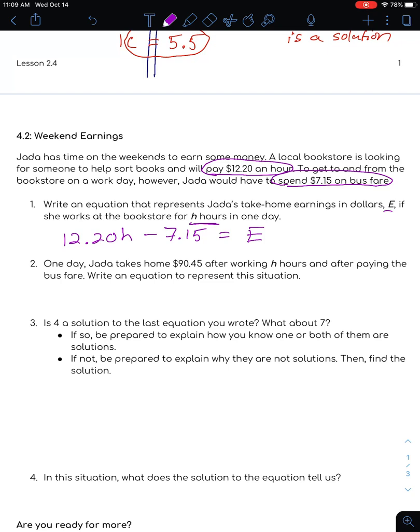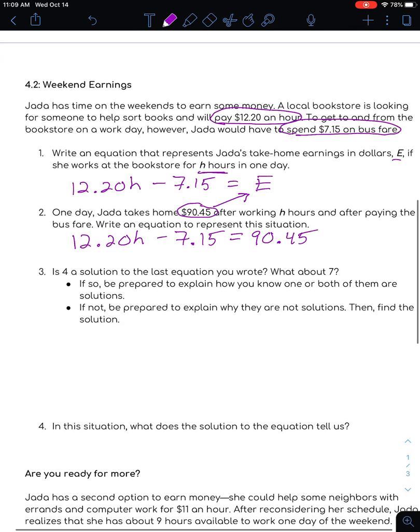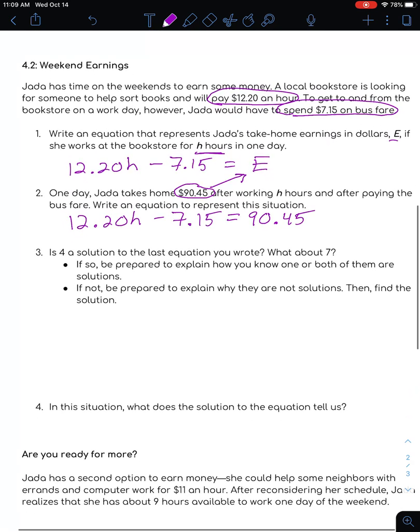So now, in number 2, one day Jada takes home $90.45 after working H hours and after paying the bus fare. Write an equation to represent that. So if you notice, we have now $90.45 that are her earnings. So let's put that into the equation. So 12.20 times H minus the $7.15 of bus fare turns out to be $90.45 of take-home pay. So now that would be the equation with that amount in for her earnings.